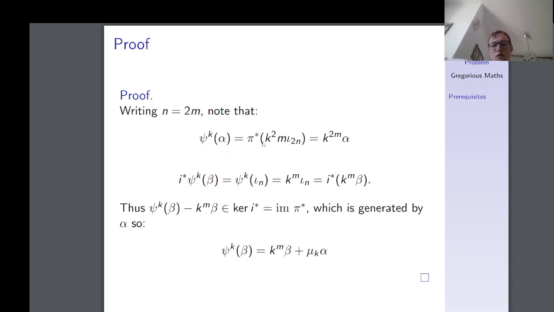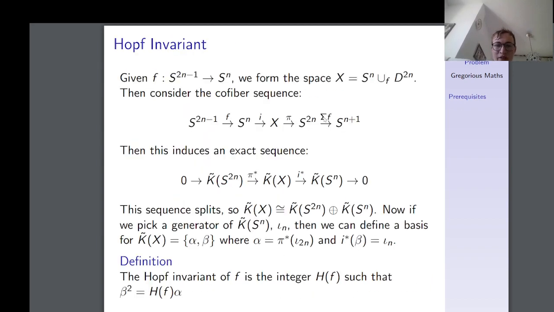Well, psi of alpha, right, I see what happened here. I forgot to put the brackets in. This should be k to the 2m. And why is that? Well, let's look back at what alpha is. Alpha is this, so these Adams operations are also natural. So psi k of pi star is the same thing as pi star of psi k.